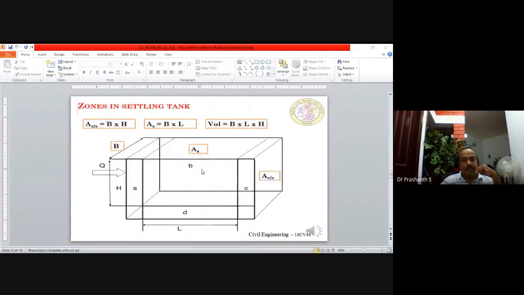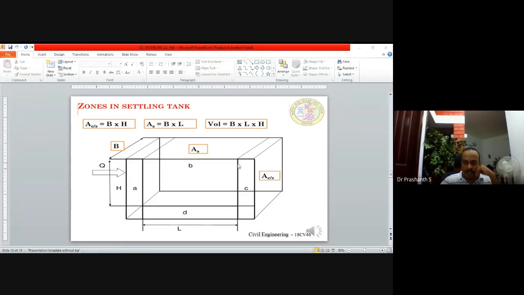Here you can see a settling tank, a rectangular settling tank. The water is entering from the left side. Understand? This face is A, this face is B, this is C and D, and A is the inlet zone where it enters, and it moves and goes out.